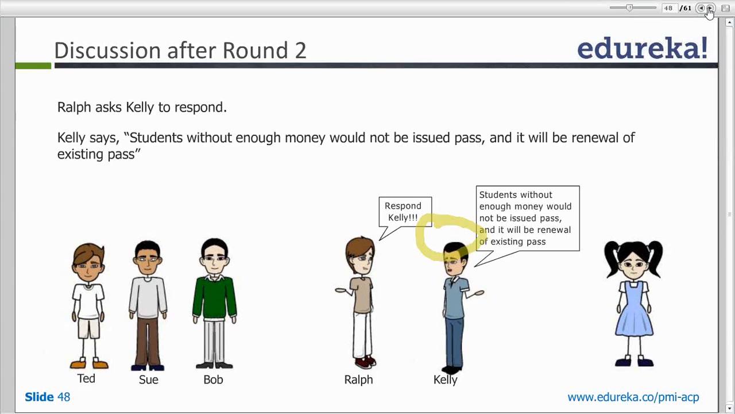Since now there are no more questions, Ralph asks for a new voting. Now this time Bob says 3, Sue has 5, and Ted has 8. Did you notice the voting numbers completely changed? Last time Bob said 8, Ted said 3. Okay, so now Ralph will again question Ted and Bob: why does he feel 8 and why does he feel 3?